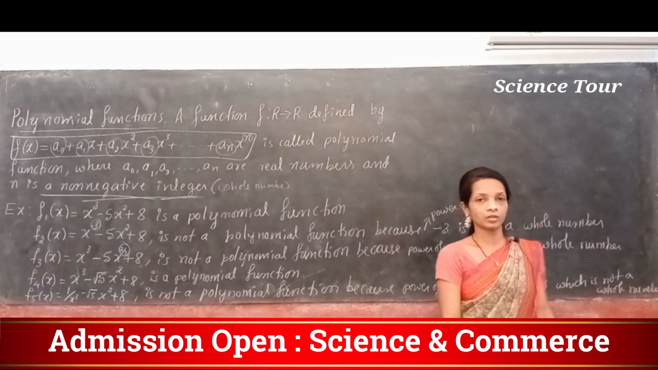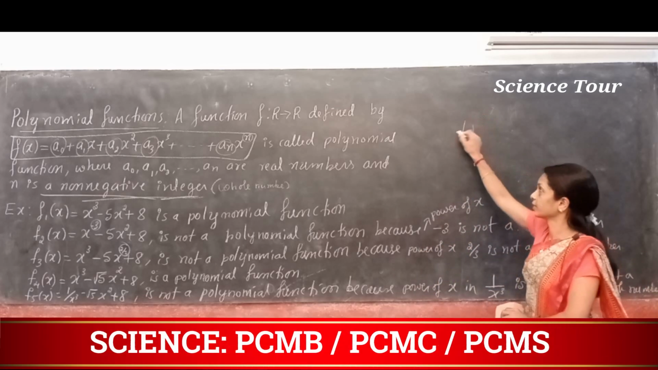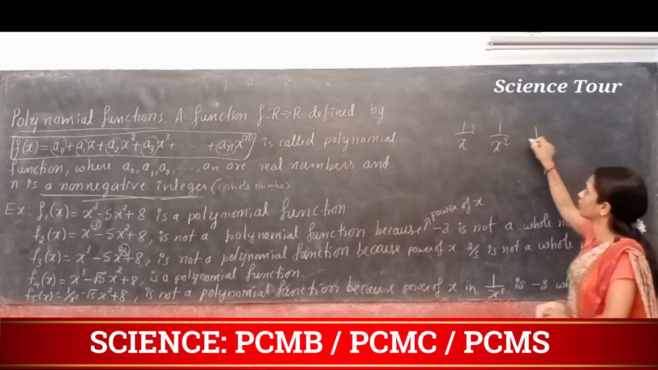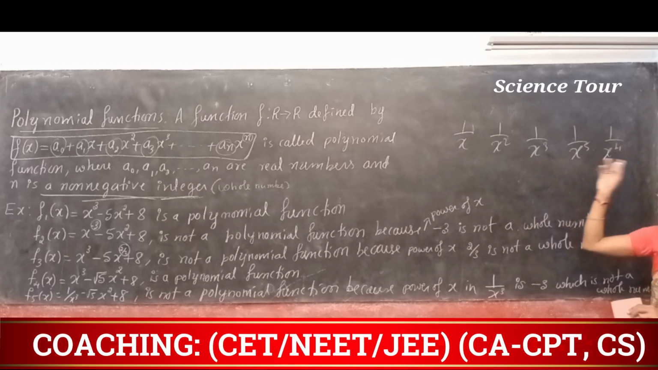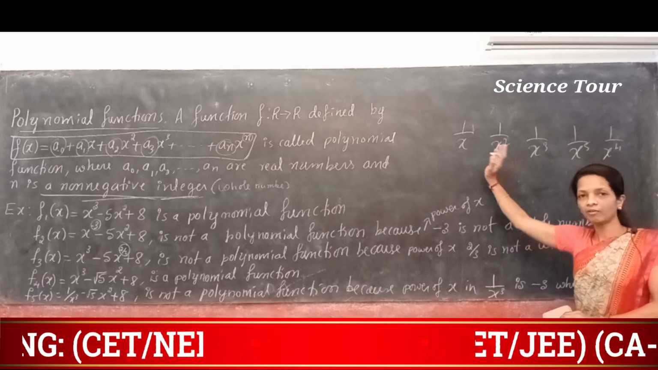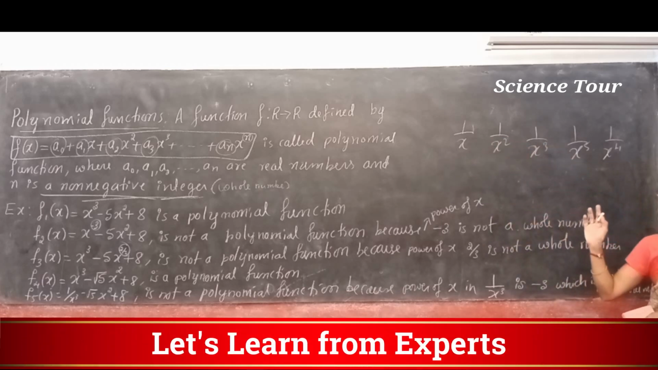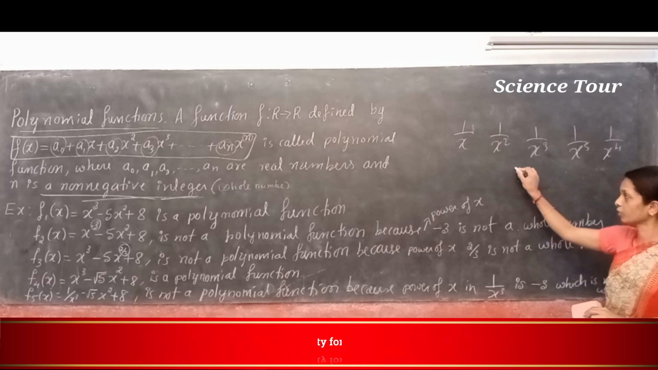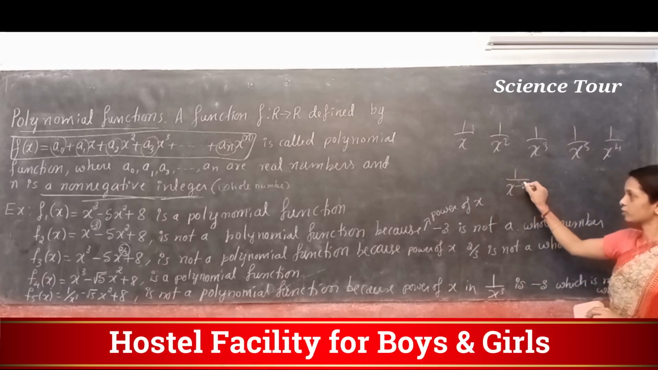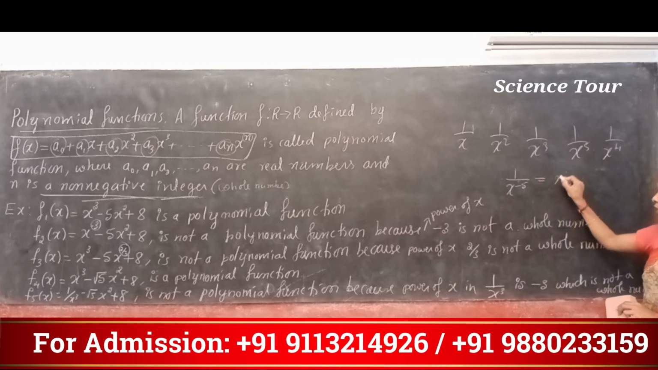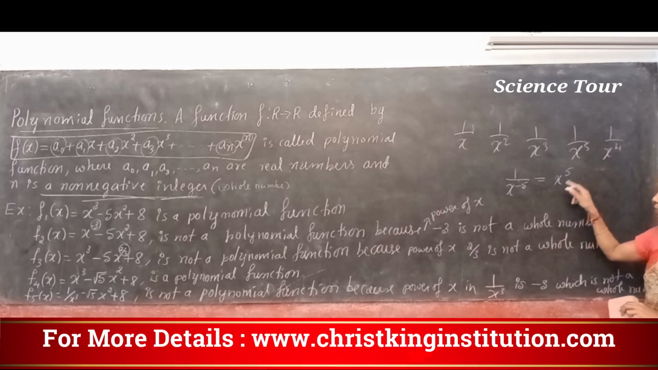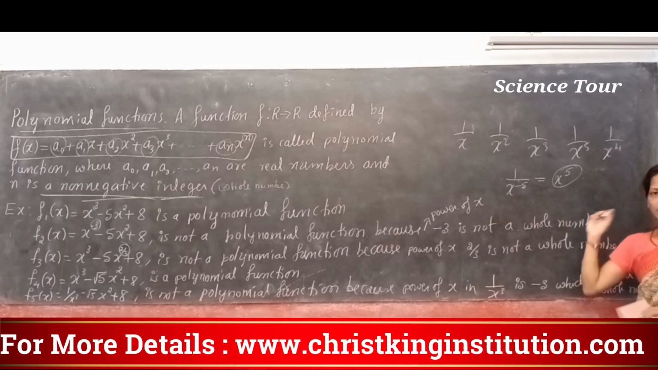Okay, so suppose you have terms in any function like 1 by x, 1 by x square, 1 by x cube, 1 by x to the power 5, 1 by x to the power 4, then those are not polynomial functions. But if you have 1 by x to the power minus 5, that is a polynomial function. If you write 1 by x to the power minus 5 in x to the power n form, that will be x to the power 5. So if you have only x to the power 5, that is a polynomial function.